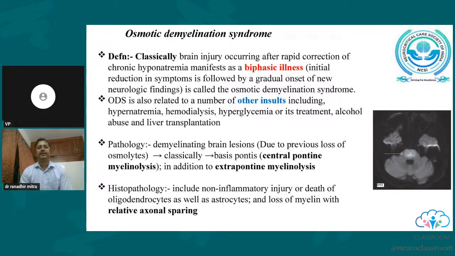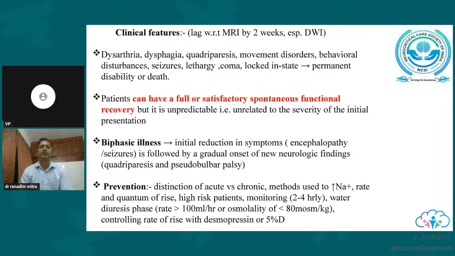So the basic pathology is a demyelinating brain lesion, where basically the basis pontis, the central pons, is demyelinated, and in certain cases you can also get extrapontine demyelination, which happens in the basal ganglia region. There is non-inflammatory injury or death of oligodendrocytes, and there is also loss of myelin with relative axonal sparing. This is a typical histopathology of osmotic demyelination.